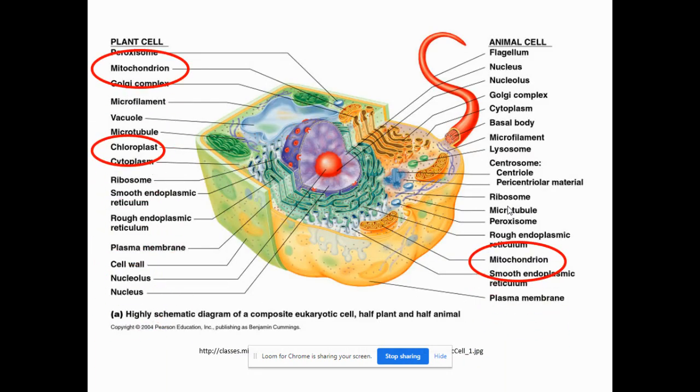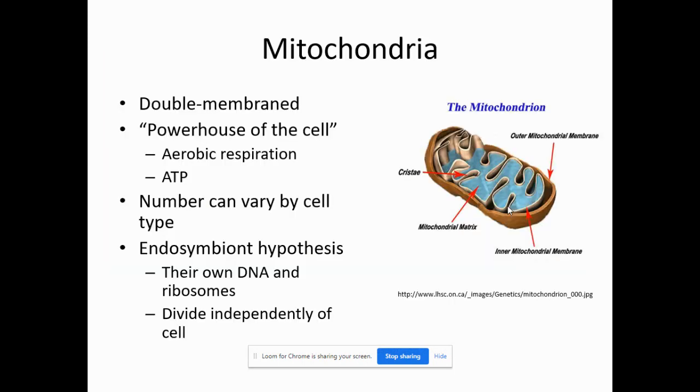Next you have mitochondria. Mitochondria are found in both plant and animal cells. Mitochondria are double membrane, so they have an inner and outer membrane, and they are nicknamed the powerhouse of the cell because that is where ATP is produced. ATP is a major energy molecule for the cell. Now, if respiration happens in the presence of oxygen, you have aerobic respiration. Most respiration that occurs in a cell, or in different organisms, is aerobic respiration.